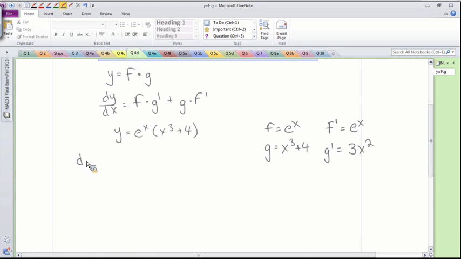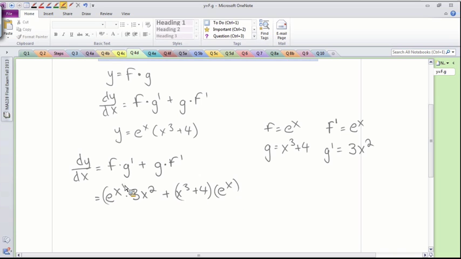So dy/dx is equal to f times g prime plus g times f prime. So f is e to the x, g prime is 3x squared, g is x to the third plus 4, and f prime is e to the x. So put it all together, it looks something like that. And that's it.